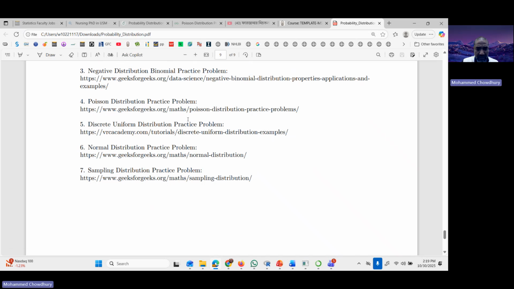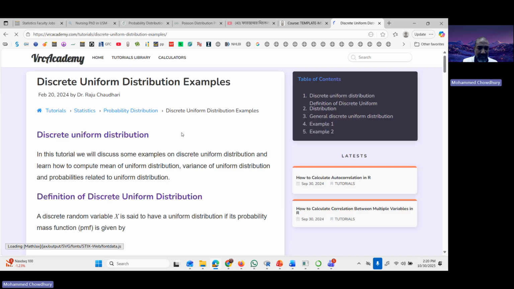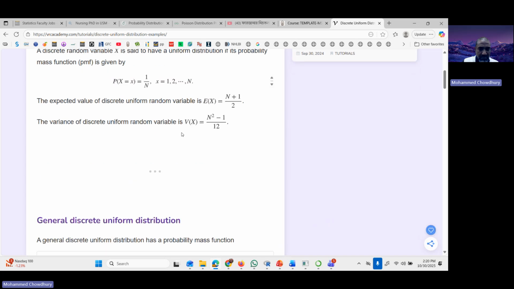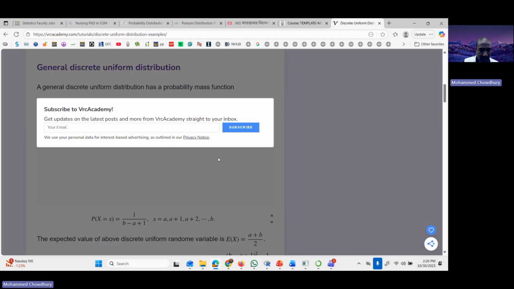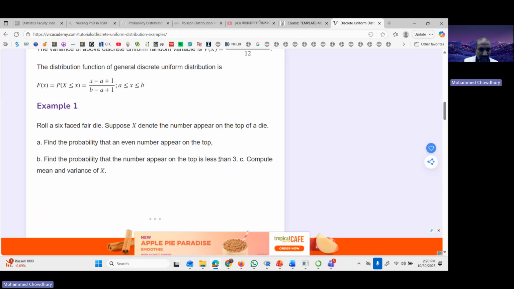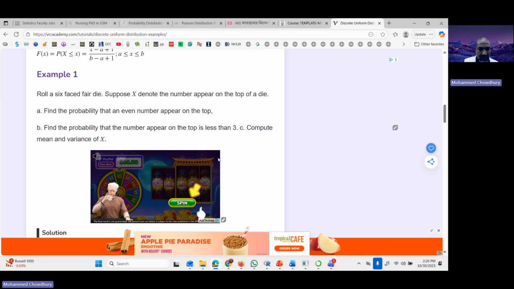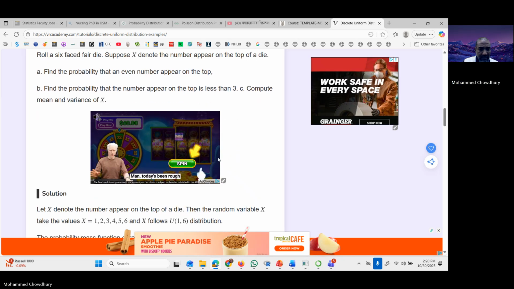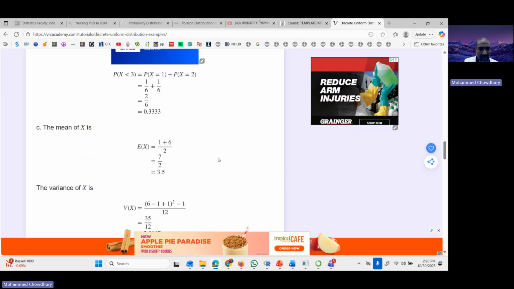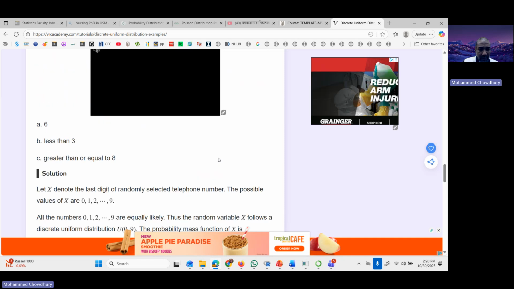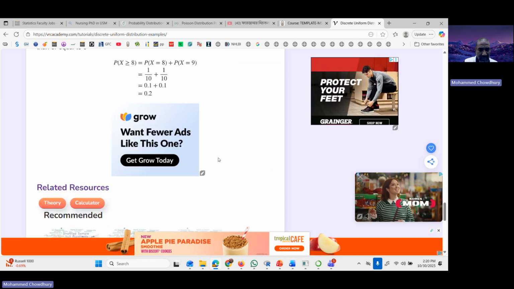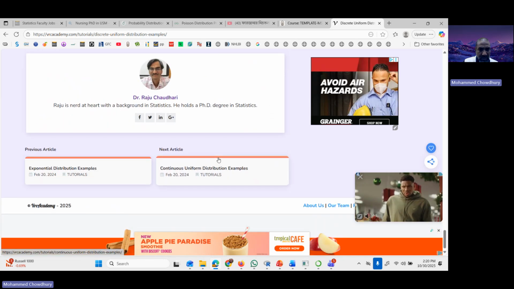So discrete uniform, you can just read 1 or 2 problems. If I give any problem from discrete uniform, this will be very simple one, okay? As I mentioned, it looks like this way. So die tossing experiment, something like this. So read this document. I did not discuss that much of this one.